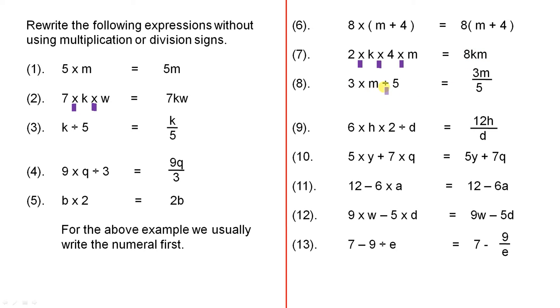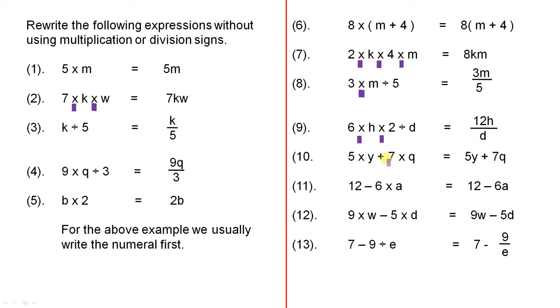3 times m divided by 5, that's the multiplication sign. That's 3m over 5. 6 times h times 2 divided by d, there are the multiplication signs there. 2 6s are 12, so that's 12h, the division sign, over d.